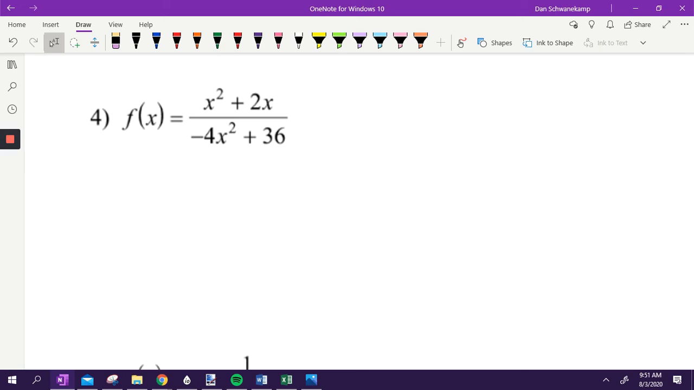Number 4, first thing we're doing, set the bottom equal to 0. We're finding vertical asymptotes. All right, subtract 36. Divide by -4. Show me with your fingers.